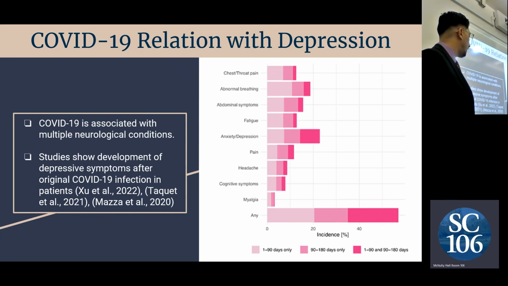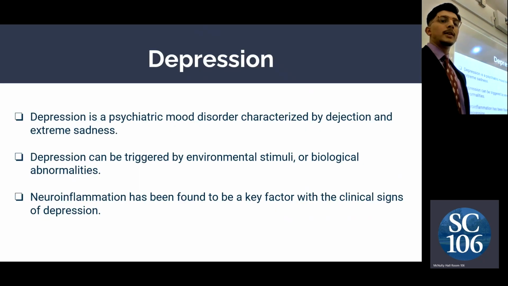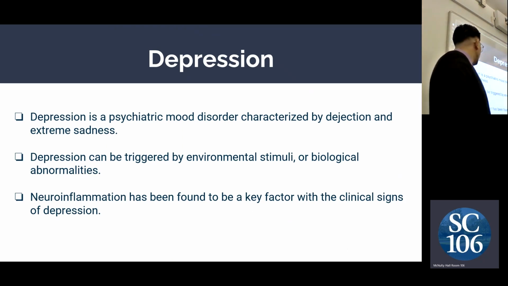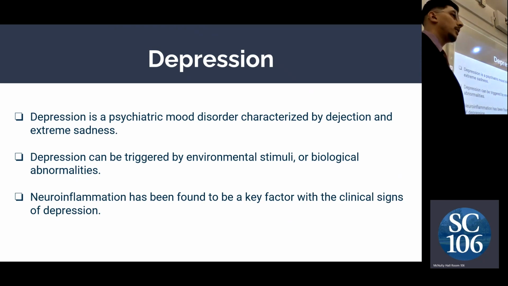They're divided into two time frames, 1 to 90 days and then 90 to 180 days. And of note, anxiety and depression have a high incident percentage. So what is depression? Depression is a psychiatric mood disorder characterized by dejection and extreme sadness, and it can be triggered by environmental stimuli or many biological abnormalities. Neuroinflammation has been shown to be a key factor within the clinical signs of depression. So this can indicate a role that inflammation has on depression.